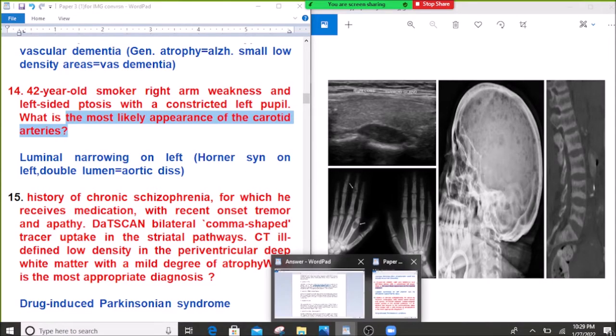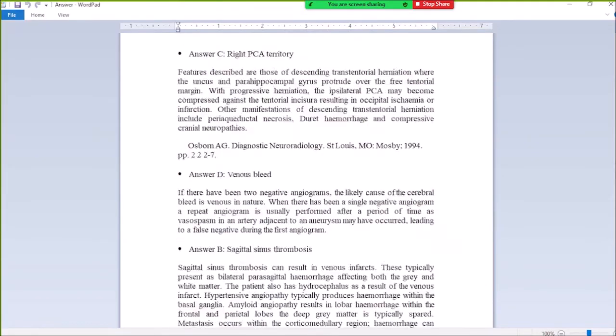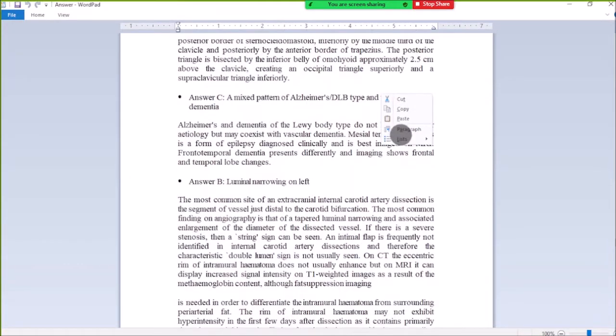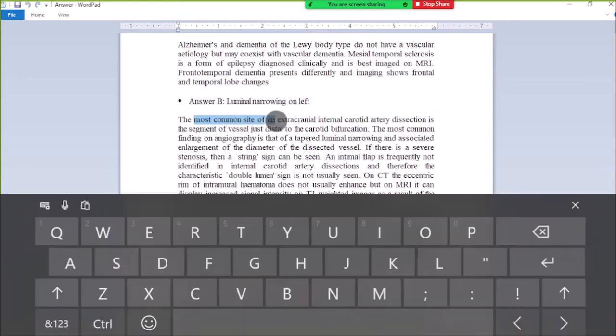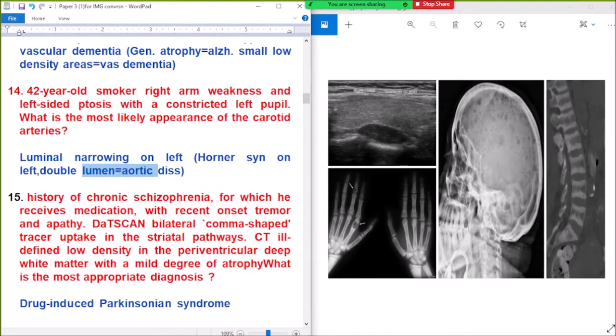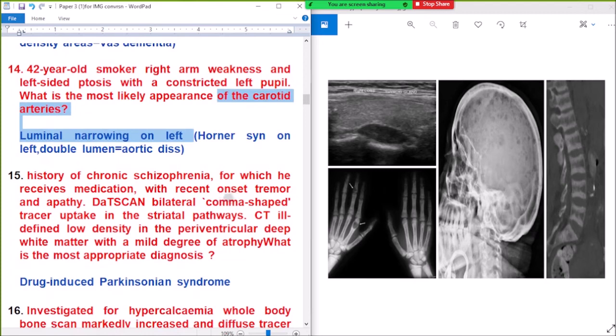If you look at the answer, 14. The most common site of extracranial internal carotid artery dissection is the segment of vessel just distal to the carotid bifurcation. The most common finding in angiography is that of a tapered luminal narrowing associated with enlargement of the diameter of the dissected vessel. So the most common appearance of the carotid artery is luminal narrowing on the left. These are ways of dissection.